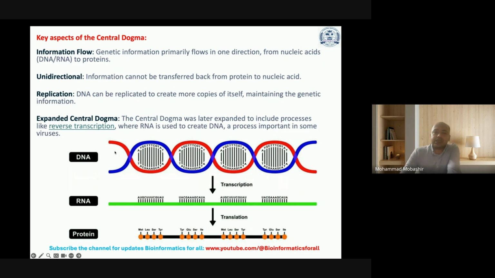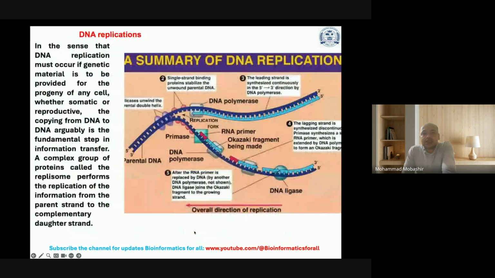And the same thing here you can see the double-stranded DNA, annotated with ATGC, and then the bonds also. RNA here, these are the ATGC bases, and then RNA. After RNA, there is protein sequence, the amino acid sequence for the proteins. And next part is what is DNA replication. DNA replication must occur if genetic material is to be provided for the progeny of any cell, whether somatic or reproductive.